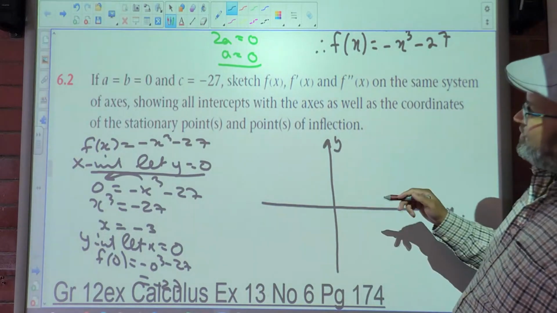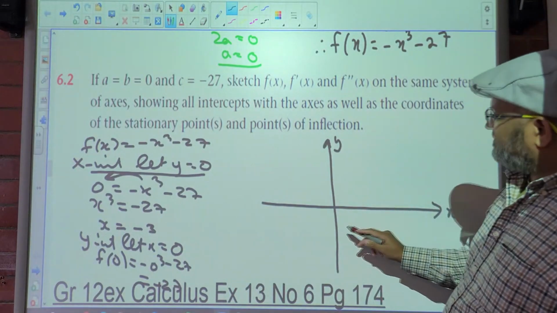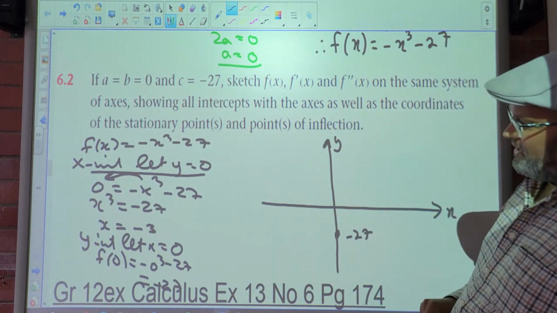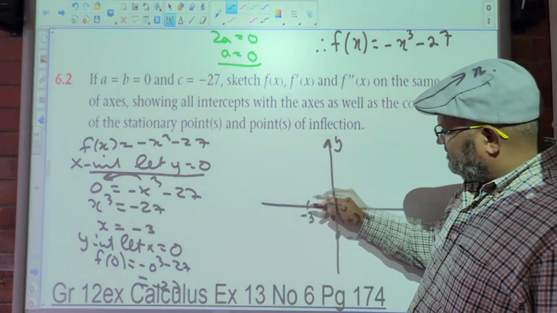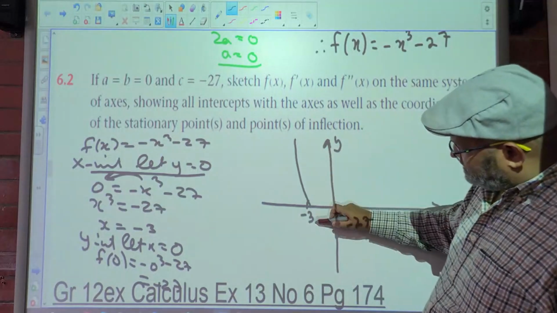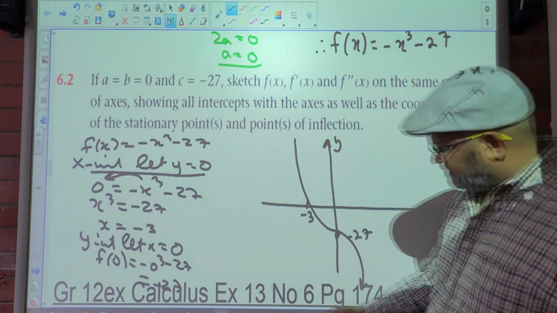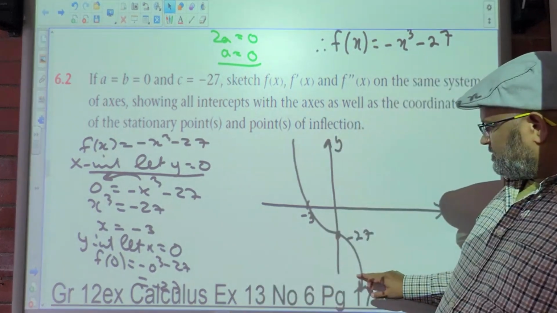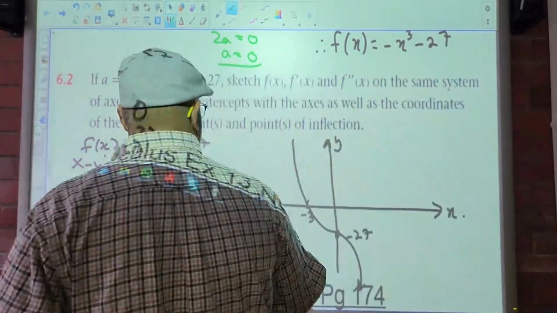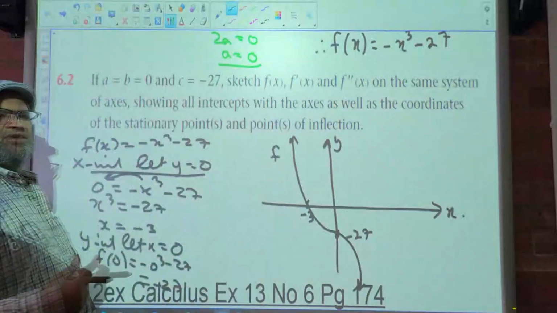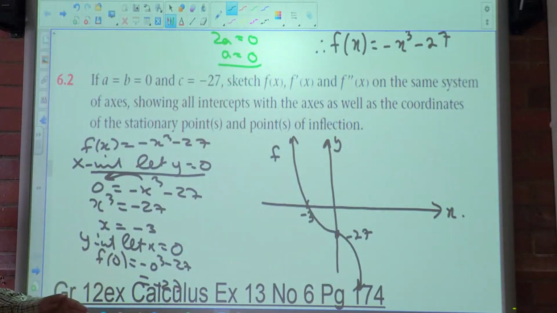Okay, so we know the point of inflection is at (0, -27). To cut your y-intercept, your x-intercept is at negative 3. So the graph is going to come close to it, turn here. There we go. There's your f(x) graph. If you're going to work out your turning point, first derivative set equal to 0.